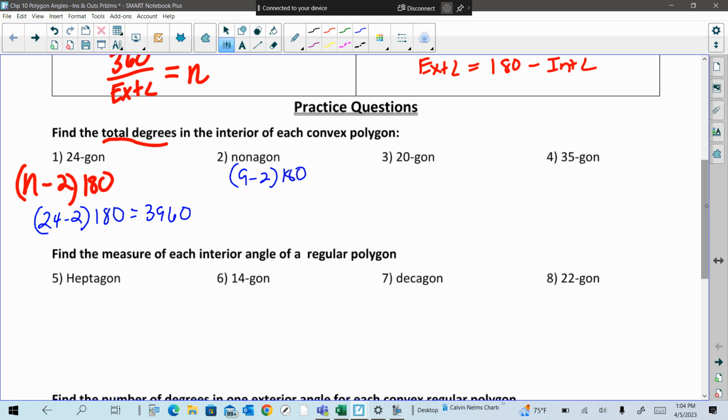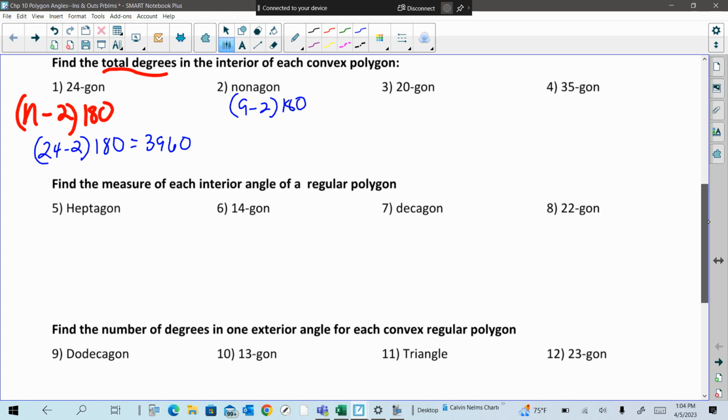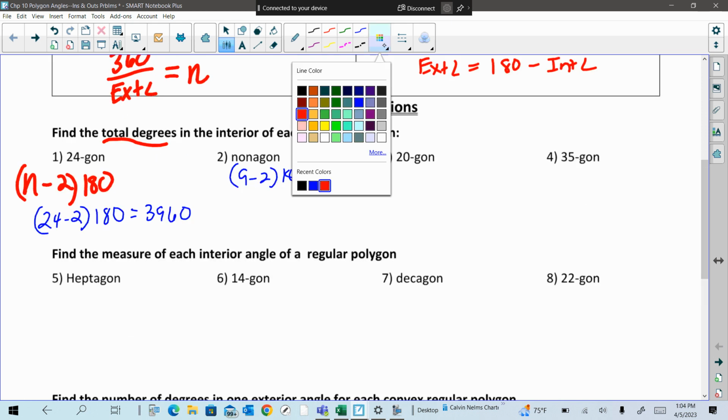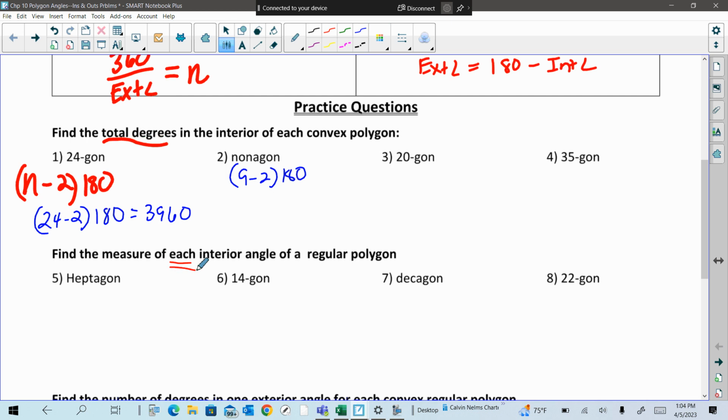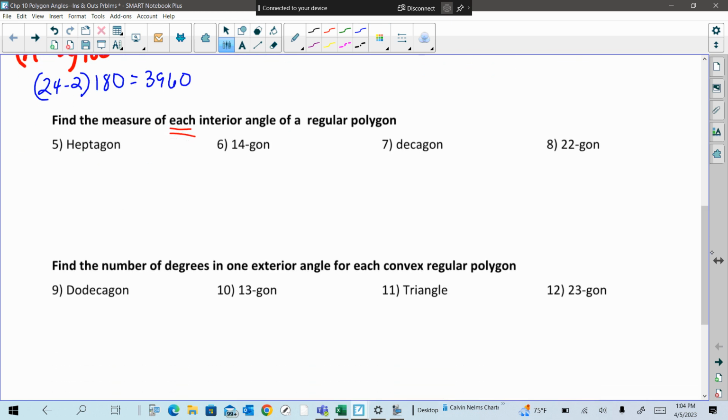Now, on this next section, they said for 5 through 8, find the measure of each interior angle. So which formula would I use to find each interior angle? I'm talking about each, meaning one of them. 360, that would be the exterior. You're right. If there's exterior, I'm using 360, but we're talking about interior. Yeah, n minus 2 times 180, but now over n. We divide it by n, which is the number of sides.